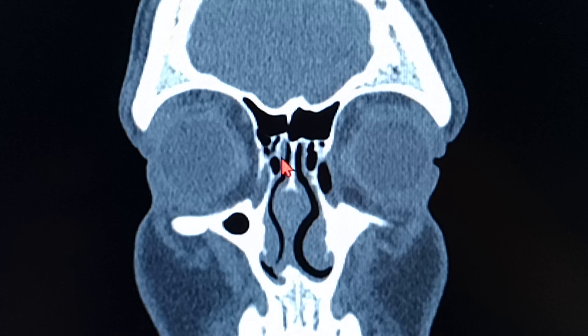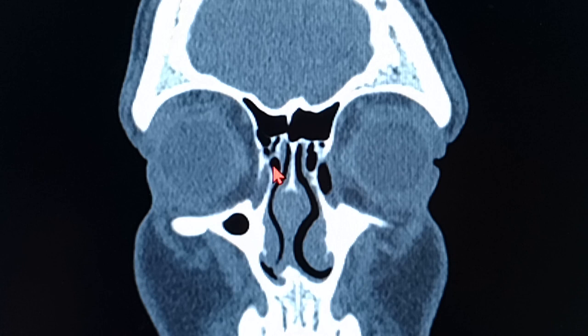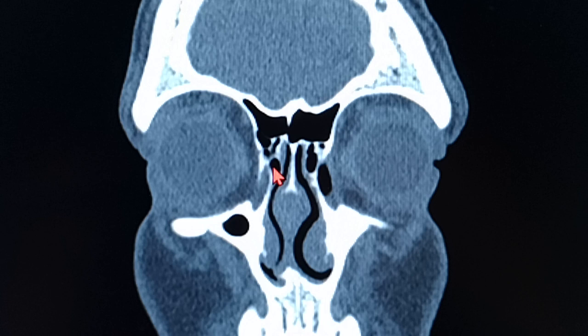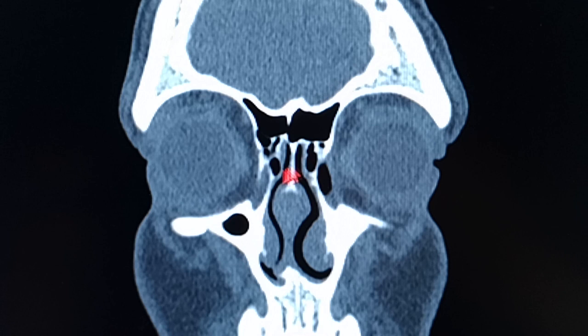And that is basically the agger nasi air cell. Now, what is the agger nasi air cell? It is nothing but the pneumatization of the lacrimal bone, basically. Theory suggests that it is the pneumatization of the lacrimal bone. So you can see the lacrimal bone over here, which you can see pneumatized on both sides. Depending on that, we have Kuhn's classification, which I'll be talking about a little bit later.